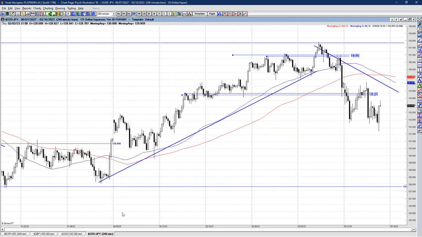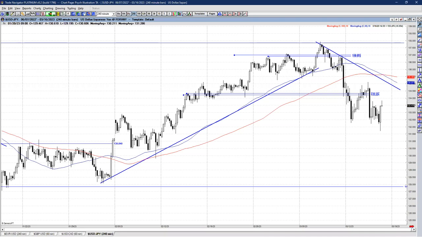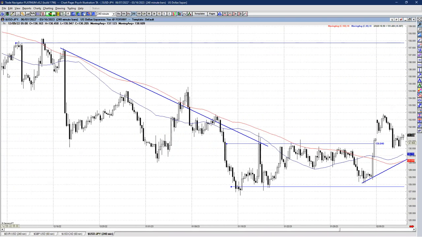Here's Japanese yen. This is on a 240 time frame. Here's downtrend in dollar yen. Then we have range as the market moves between two consistent areas. This is where the order flow is balancing. This is order flow imbalance. Trend down means that there's more order flow on the sell side than the buy side. When that changes and the order flow balances, you get range.